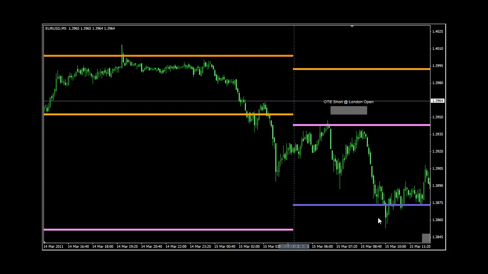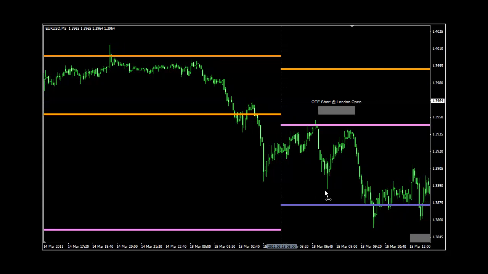Okay, now here's the setup that I woke up to this morning. We're going into our kill zone, and we have a low and a rally up and then retracement.